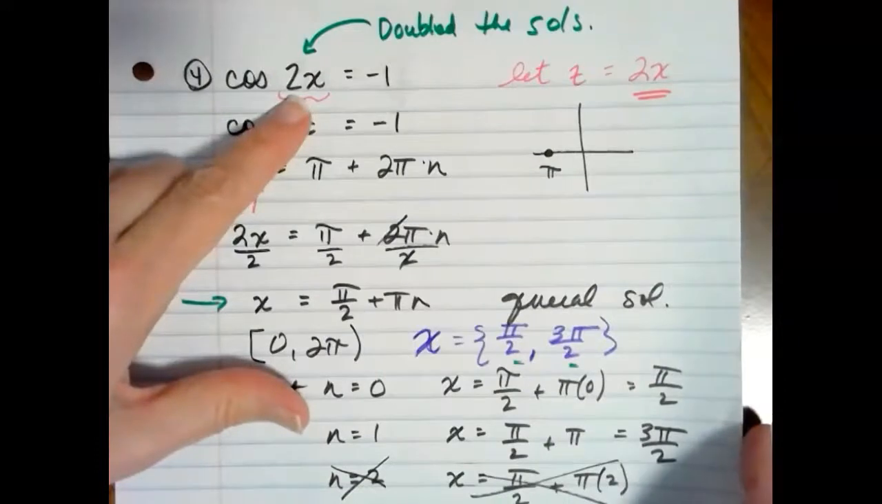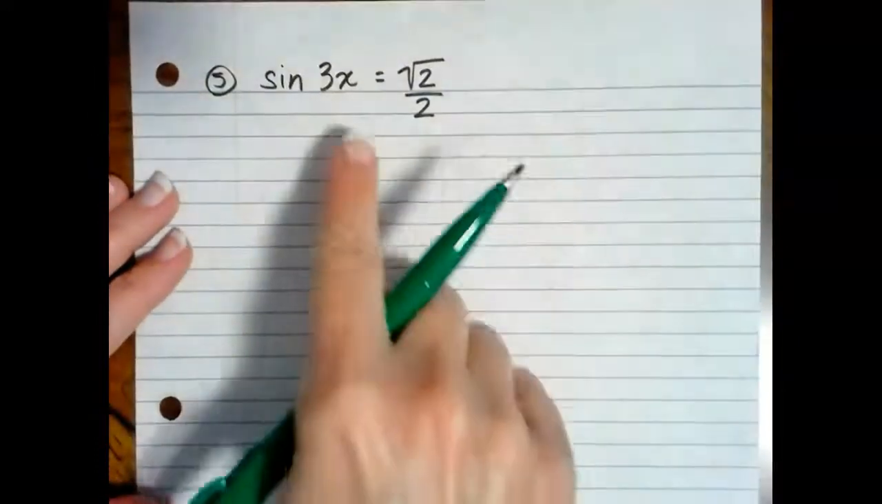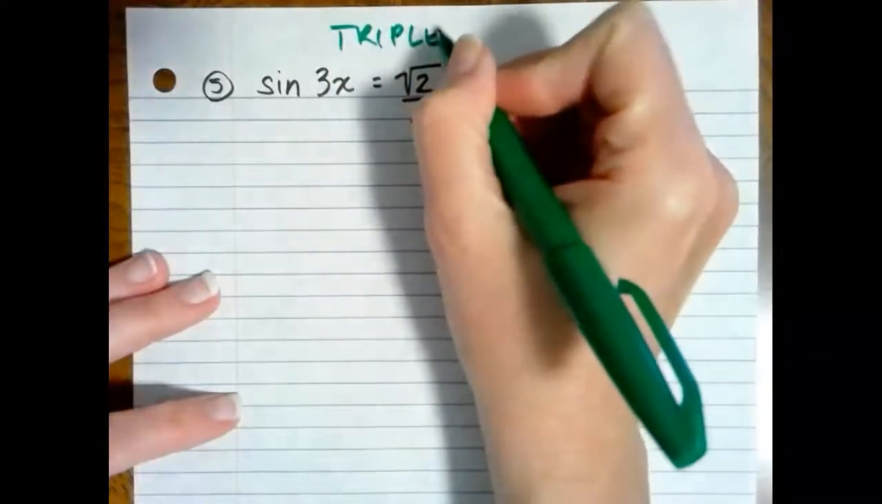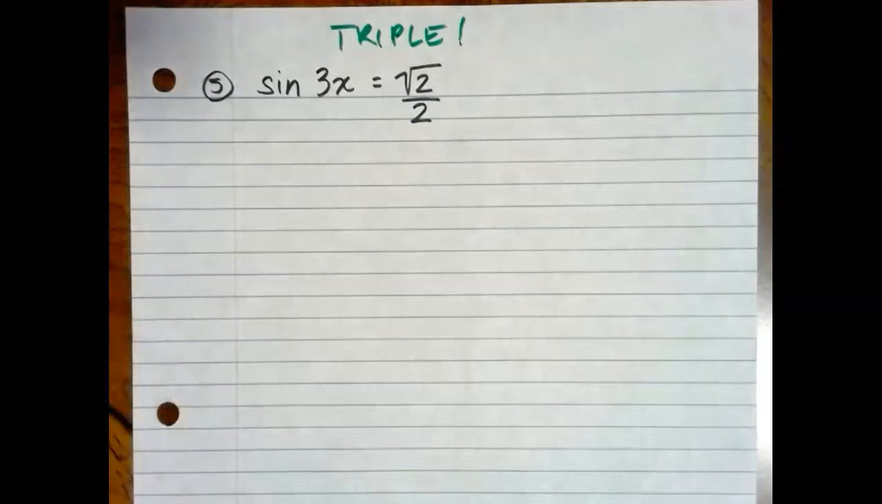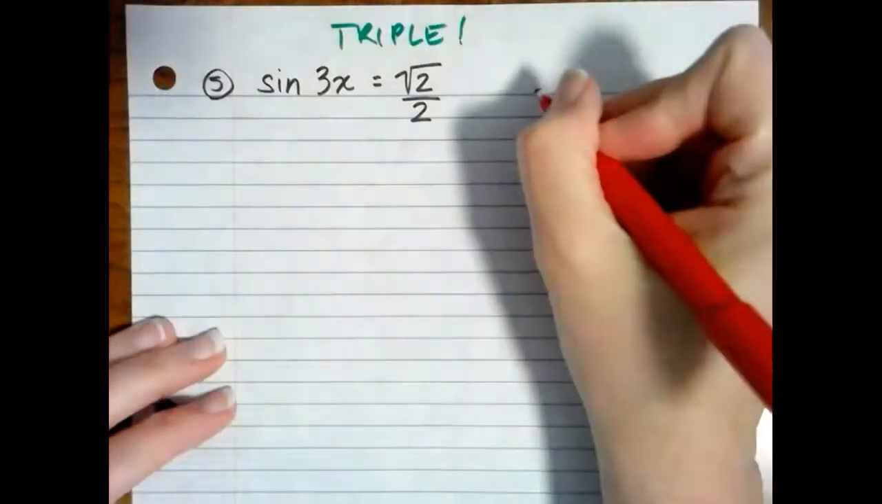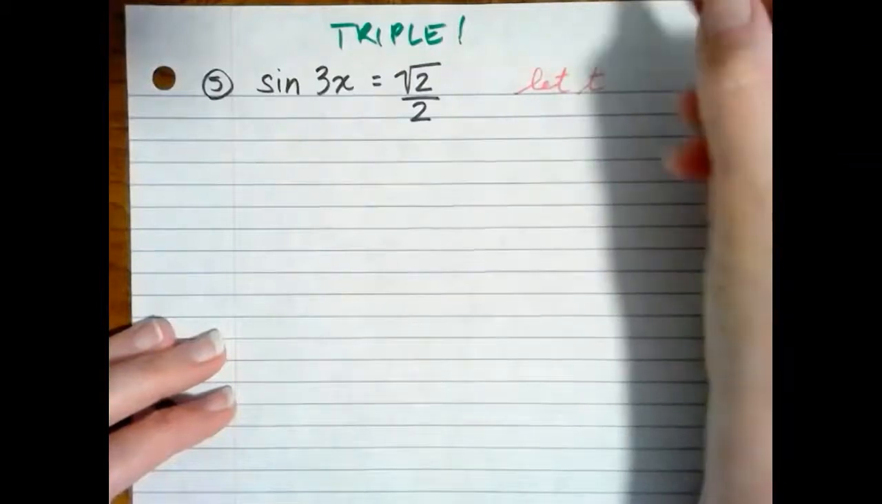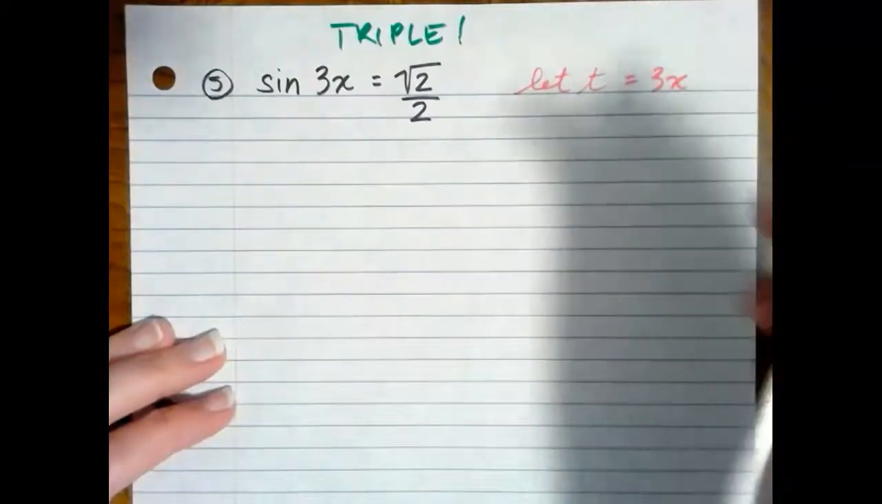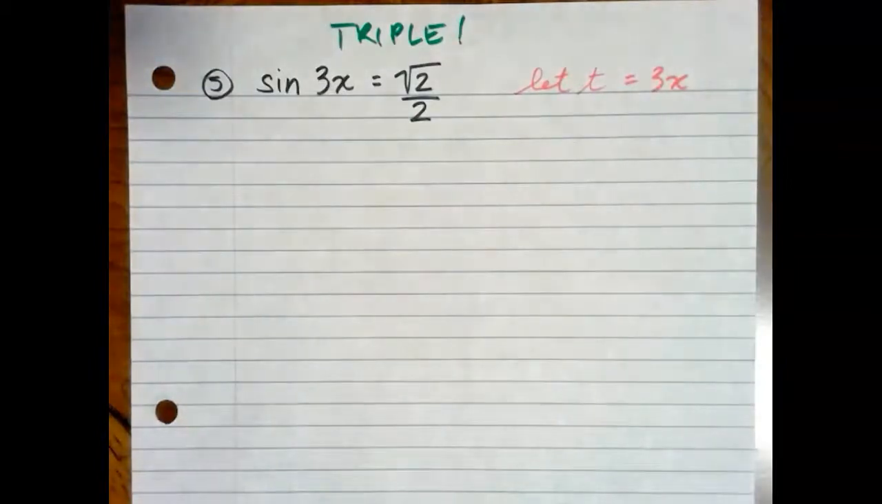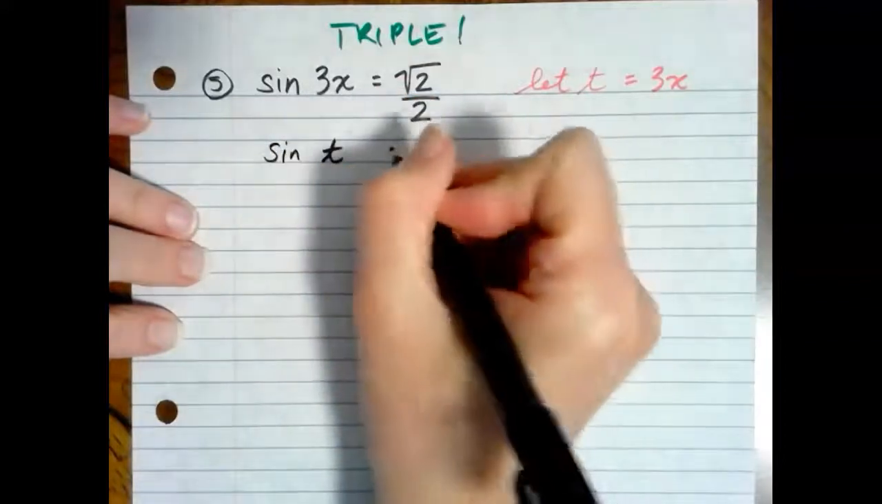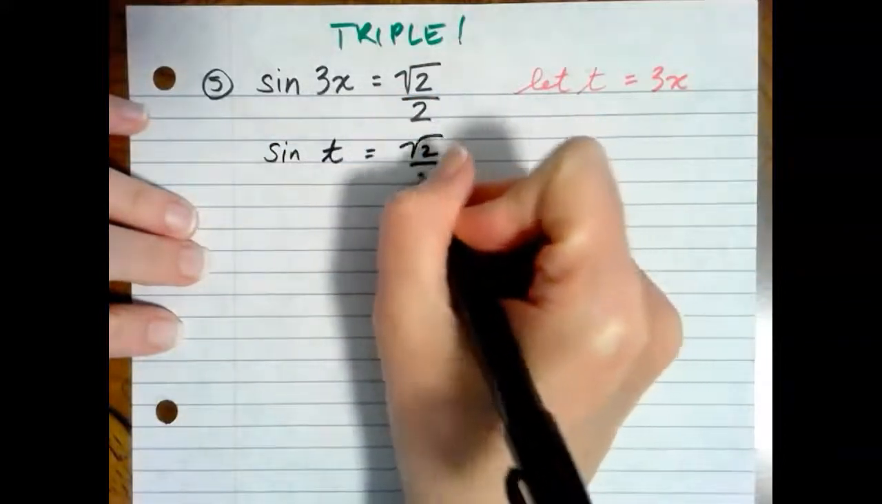So if 2x doubles the number of solutions, then 3x should triple the number of solutions. So let's check it out on this problem. Sine 3x equals √2 over 2. So once again, introduce a variable. This time we'll use t. Let t equal 3x. So we're going to substitute in t for 3x. Sine t equals √2 over 2.